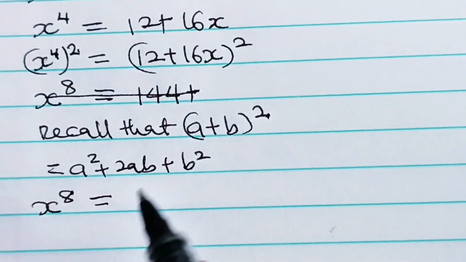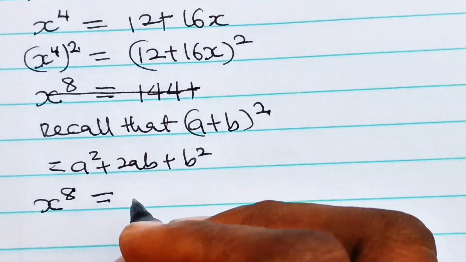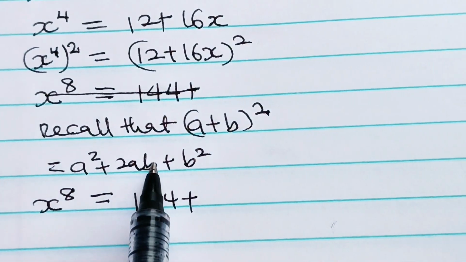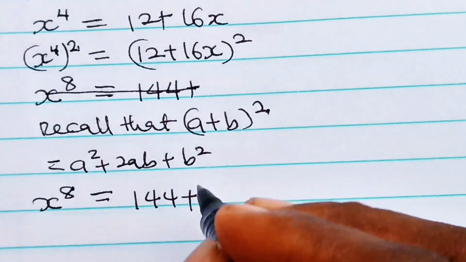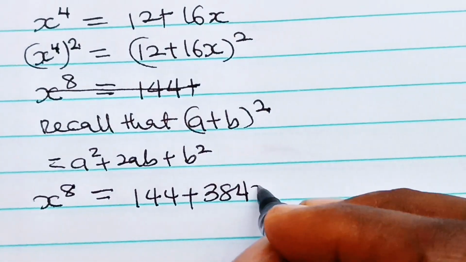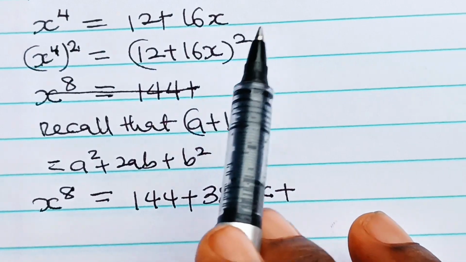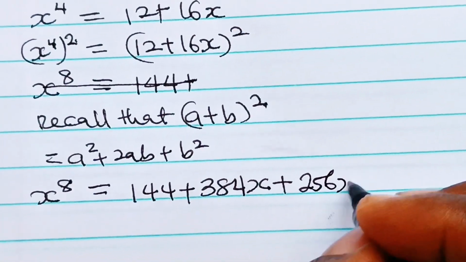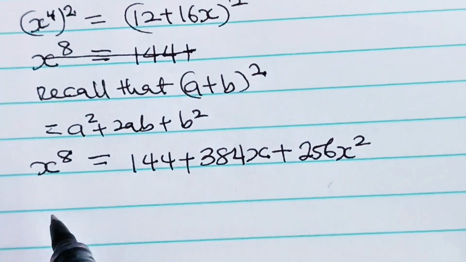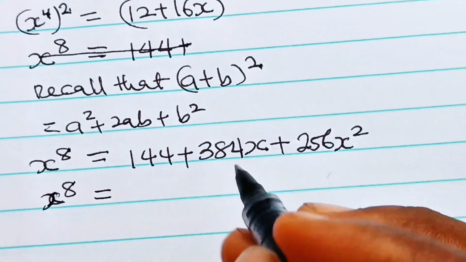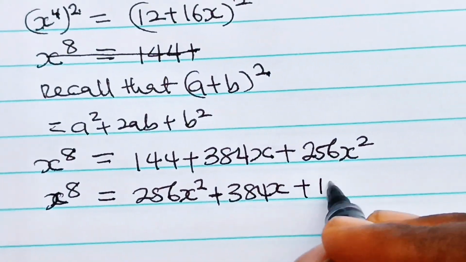All right, is equal to, now 12 squared will give us 144. All right, 12 squared will give us 144. So we have 144 plus 2ab, that is 2 times 16x times 12, and 2 times 16x times 12 will give us 384. So we have 384x. All right, plus b squared, that is 16x squared, and 16 squared will give us 256. So we are going to have 256x squared. Okay, all right. Now I would like to rearrange this the other way. Yes, I have my reason. So I have x to the power of 8 is equal to 256x squared plus 384x plus 144.